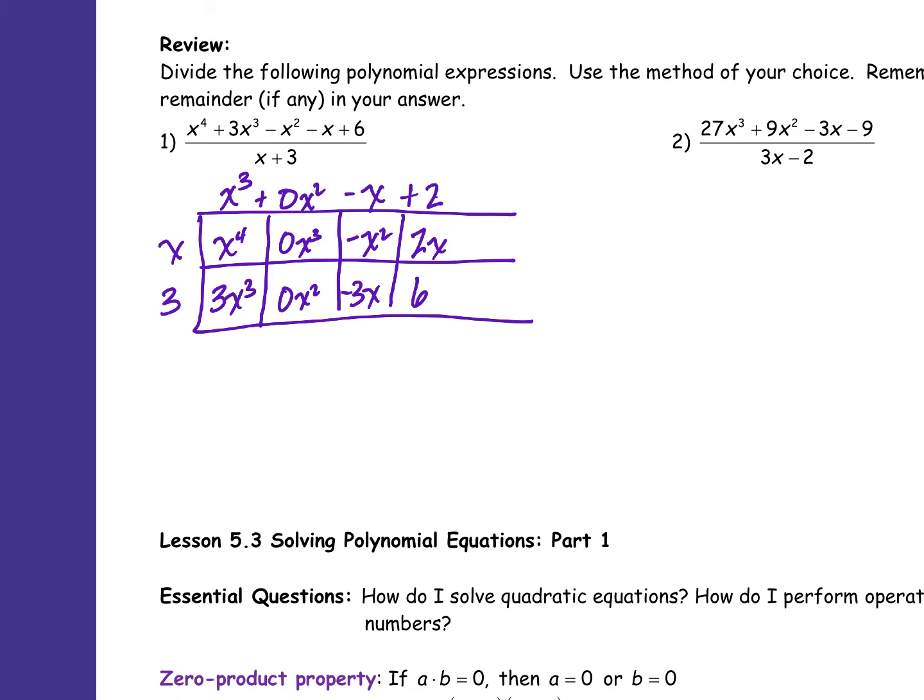What do I add to 6 to get 6? 0. So my answer is going to be x cubed minus x plus 2. Because I don't have to have the x squared there, right? Because it's 0x squared and that equals 0. Is everyone okay with that? Does that make sense?